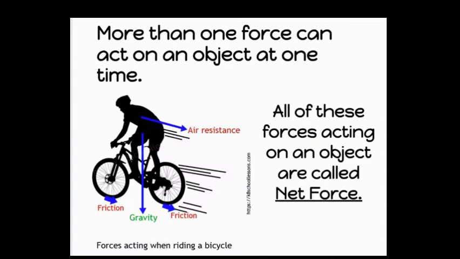When more than one force acts on an object at one time, all of those forces acting together on an object are called net force. You can see in this picture air resistance, which is a kind of friction, on the bike wheels with the ground, and gravity pressing down on the person. That's three forces just on one person. And of course, he's pushing the bike pedals. So there is more than one force going on at a time. All of those forces acting together are called net force.